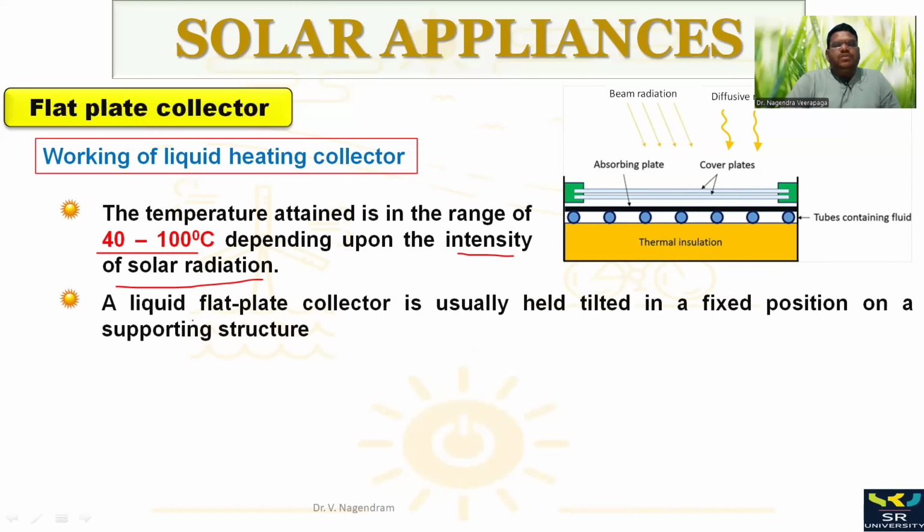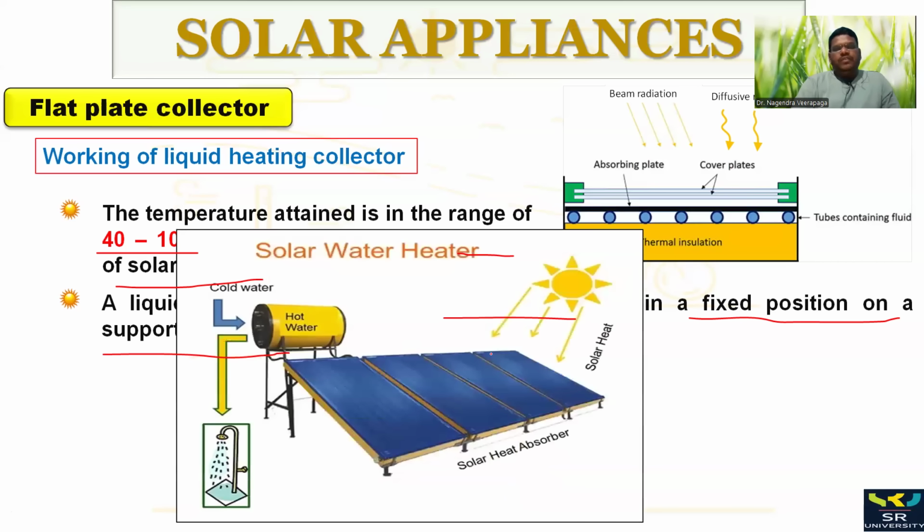So how are we going to arrange it? Usually it is held tilted in a fixed position on a supporting structure. We keep it on a supporting structure in a tilted direction. We don't keep it flat. You can see here there is a fixed stand, and we keep some angle with the horizontal, in order to absorb the solar radiation.